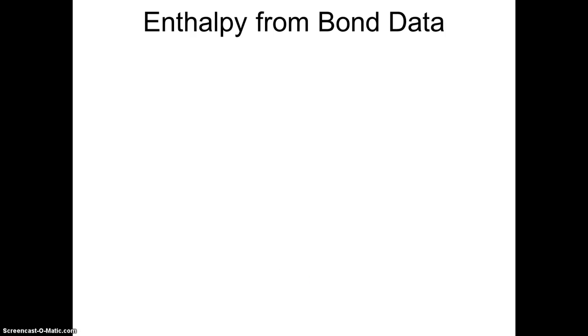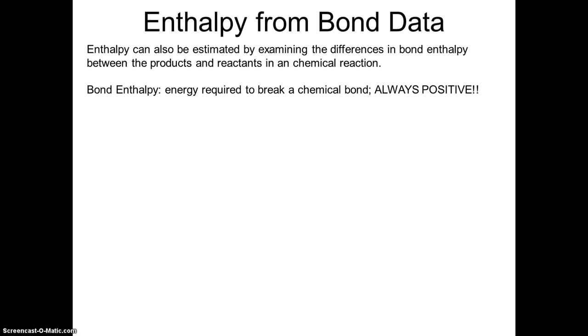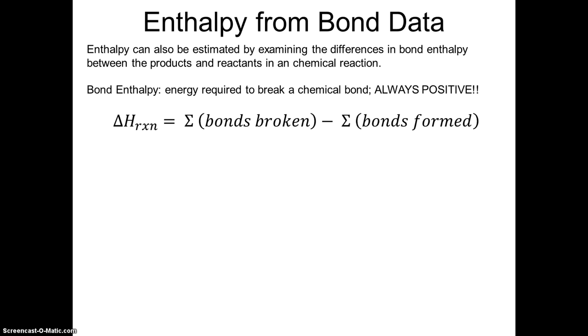The second part of this discussion deals with enthalpy from bond data. We can estimate this by looking at differences in bond enthalpy between products and reactants in chemical reactions. Essentially, bond enthalpy is energy required to break a chemical bond, so it is always positive. Bonds don't break spontaneously, energy is required, and then energy is released whenever new bonds are formed.